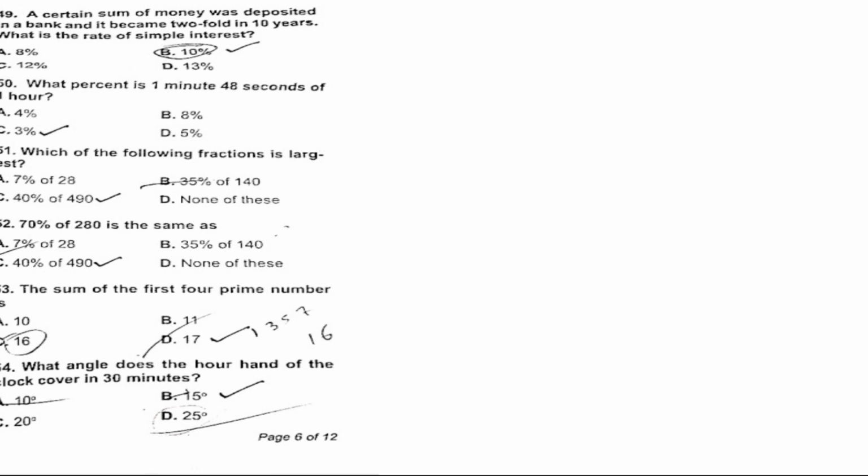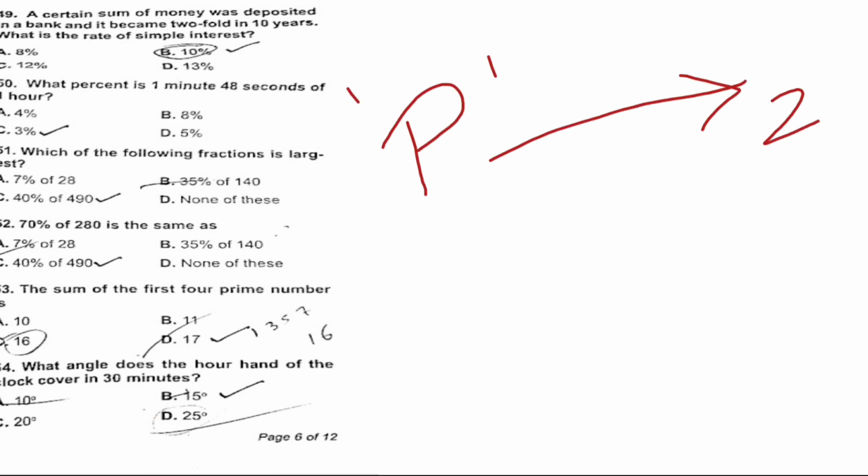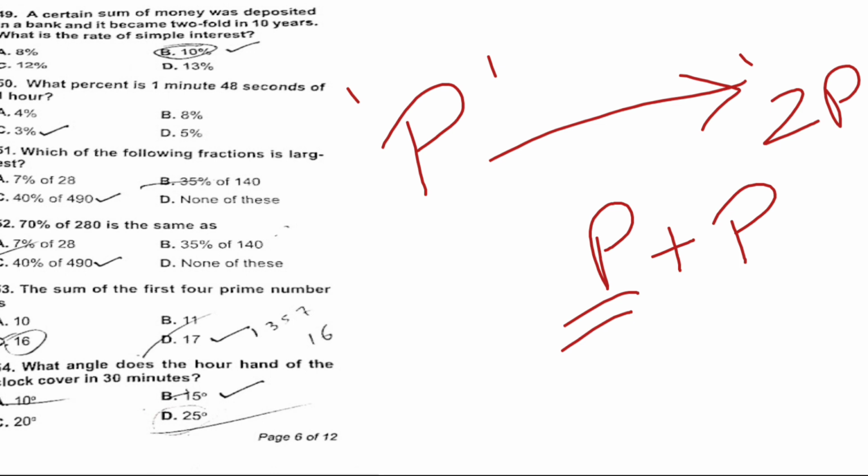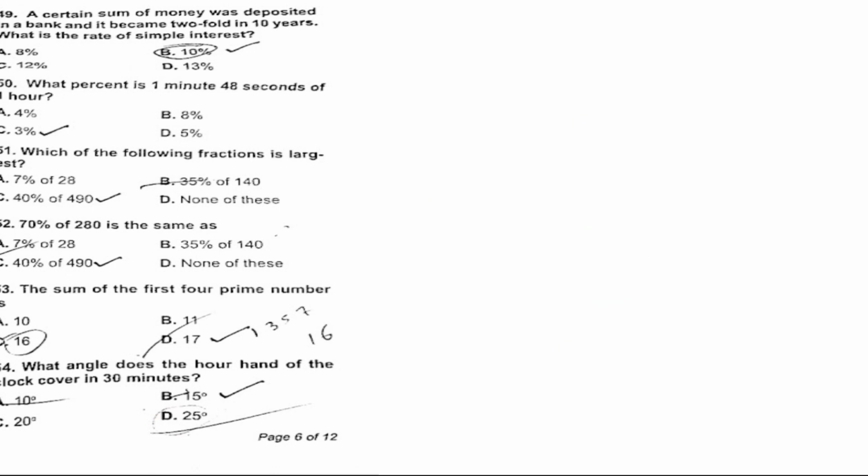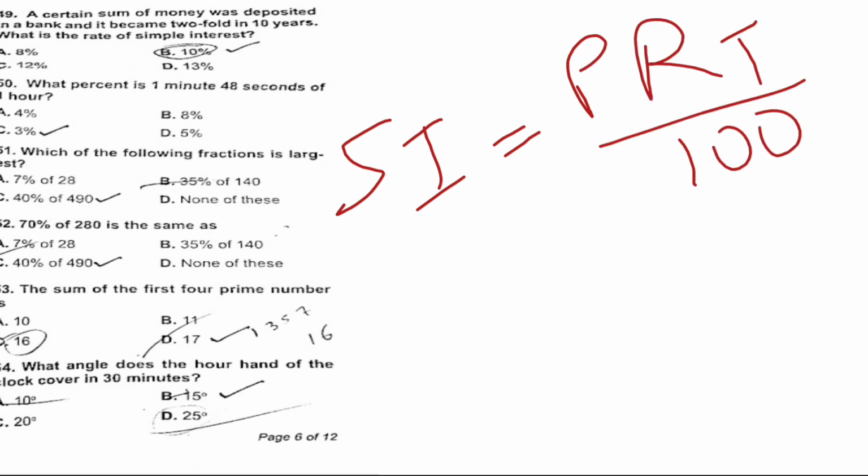The question says, I have deposited a P amount of money which after 10 years became 2P, right? So initially I have invested P and I'm getting interest of P. Is it not true? I have given P amount to the bank and the bank after 10 years is giving me 2P. That means another P must be the interest. Okay. Now after that foundation, let us see the formula of simple interest. Simple interest is equal to PRT by 100, where R is the rate, T is the time, and P is the principal value.